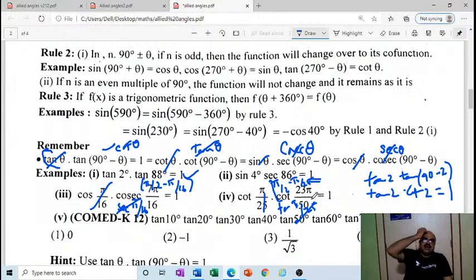So this way, tan theta into tan of 90 minus theta, which is cot theta, equals 1. Cot theta into cot of 90 minus theta, which is tan theta, equals 1. Sin theta into sec of 90 minus theta, which is cosec theta. Sin theta cosec theta cancels, which is 1. Cos theta into cosec of 90 minus theta, which is sec theta. Cos theta sec theta cancels, it is 1.